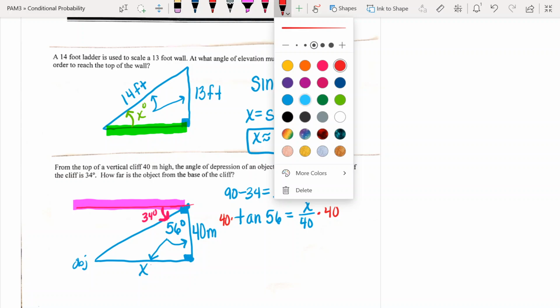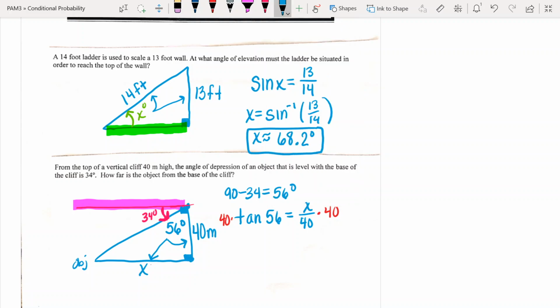And then we're going to use our calculator, and we're going to find out how much 40 tangent of 56 is. And that's going to be our x, and we'll just round it to the nearest tenth. So remember, if you're using my calculator, you work it backwards. Put in 56 tangent, and then multiply it times 40, and you should get x is approximately 59.3, and our measurement was meters.